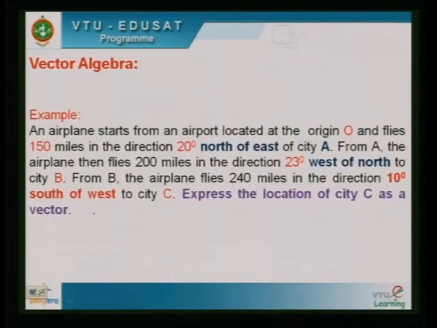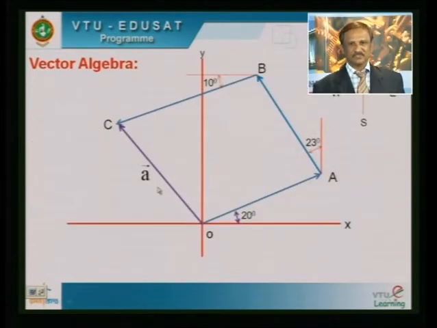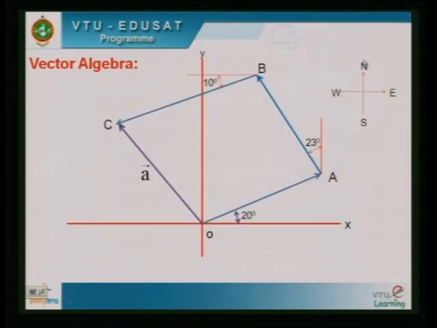According to the data, it is located at O and it flies 150 in the direction of 20 degrees north of east. Here N means north, then east, south, west. So you make a 20 degree angle toward the northeast. The flight flies from O to city A.